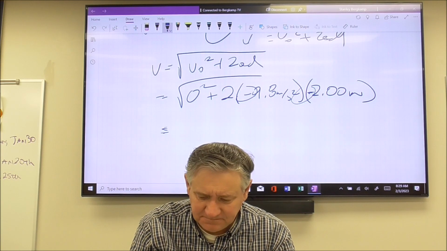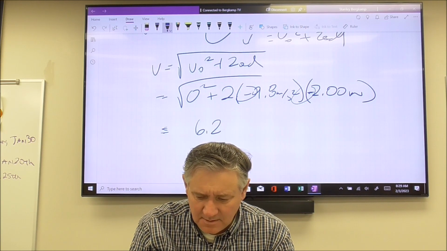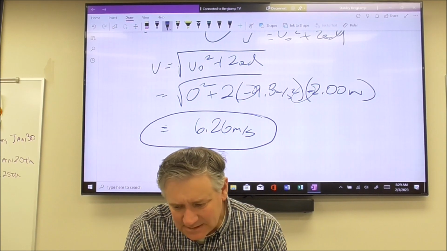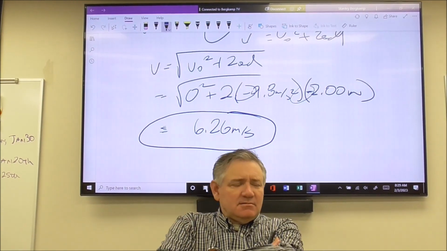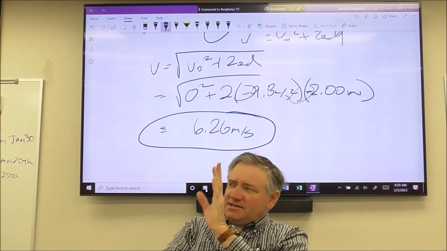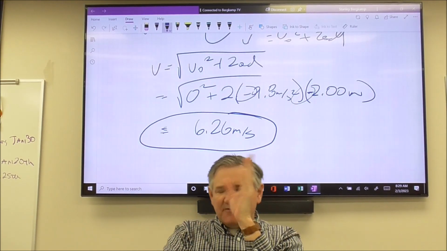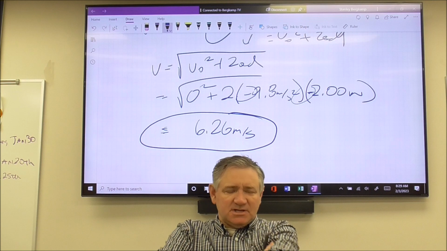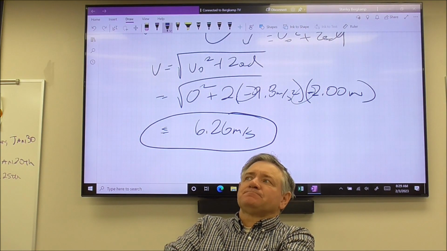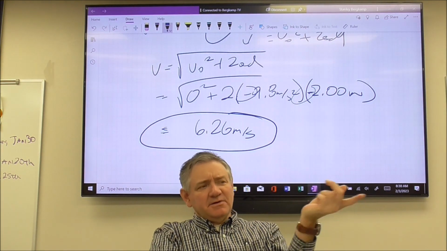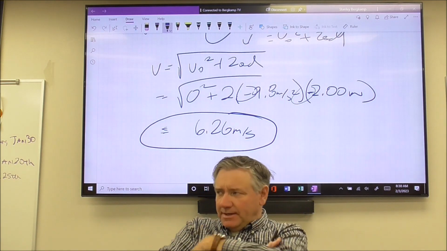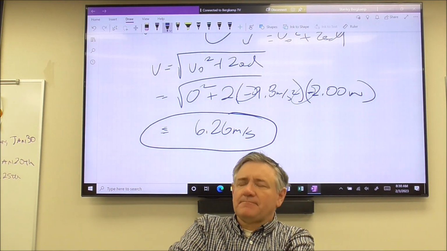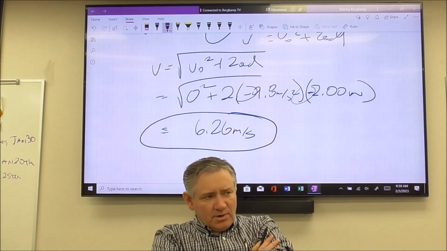Devin, what'd you get? 6.26 meters per second. Now, speed, you're okay, because speed doesn't have a direction. Speed is how fast is it going? 6.26 meters per second. But technically we want velocity, okay? Technically we want velocity. But what's the square root of 4?